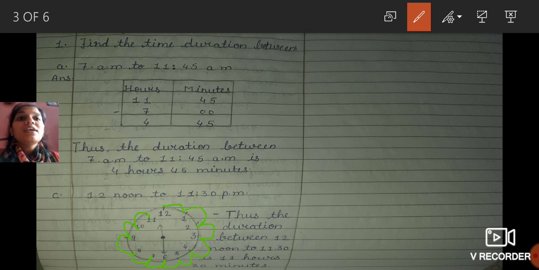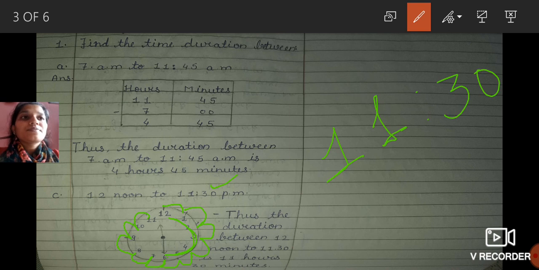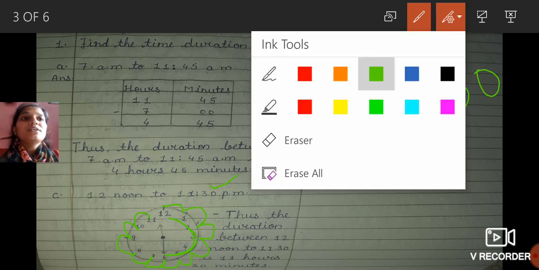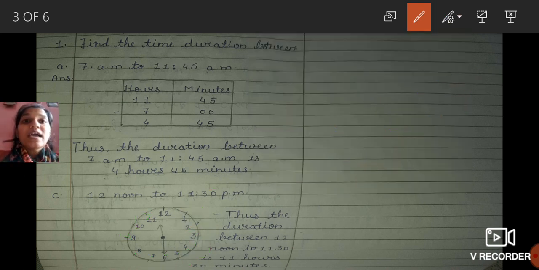But here we have the time till 11:30. 11:30 means more half an hour, that means 11 hours plus 30 minutes. So the time duration between 12 afternoon to 11:30 at the night is 11 hours and 30 minutes.